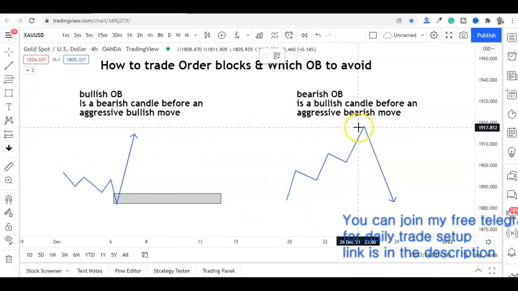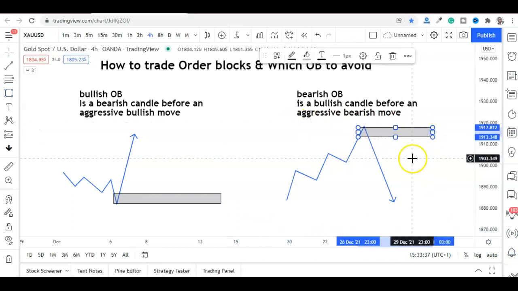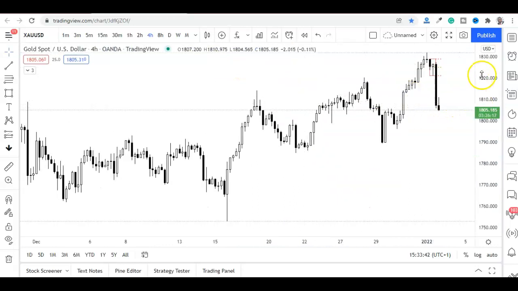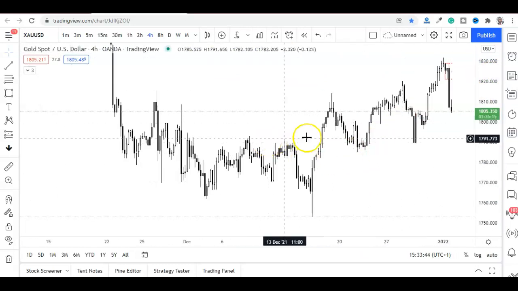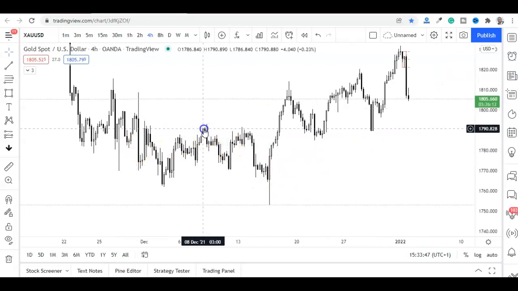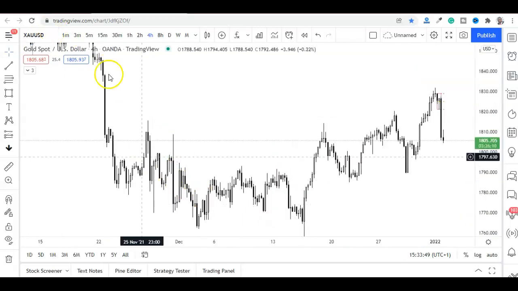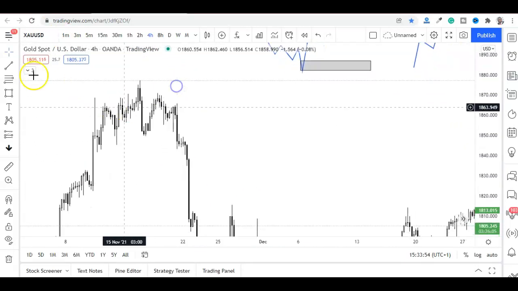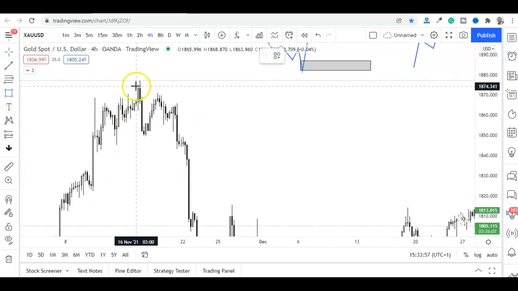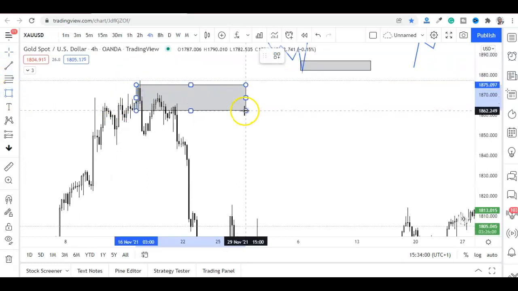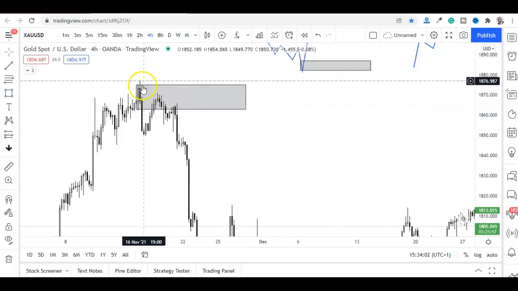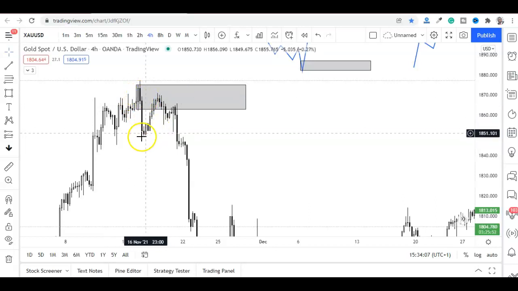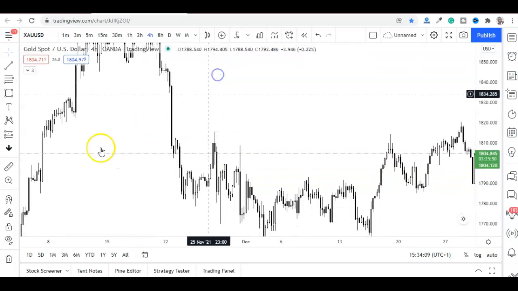Let's go to the chart and see the other blocks there. Now, if you look at this chart here, let's start from the top. For the bearish order block, the last bullish candle before an aggressive move down is the order block. So this is the order block here. Price came in and then traded down.